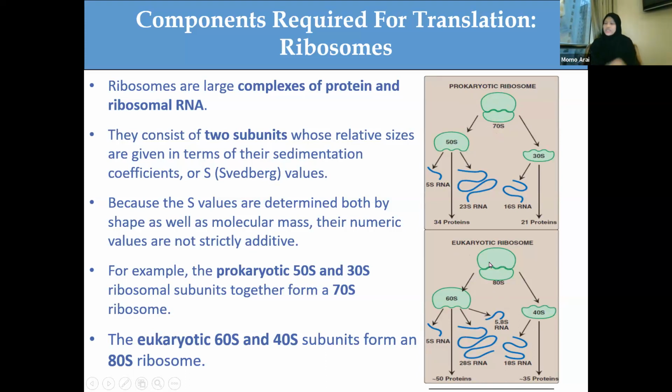For eukaryotes, if you separate the large subunit from the small, the large subunit is given the name 60S according to its weight. The small one is 40S. For prokaryotes, the 70S ribosome divides into 50S and 30S.